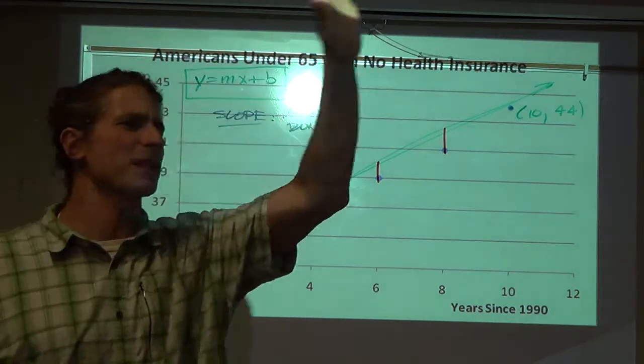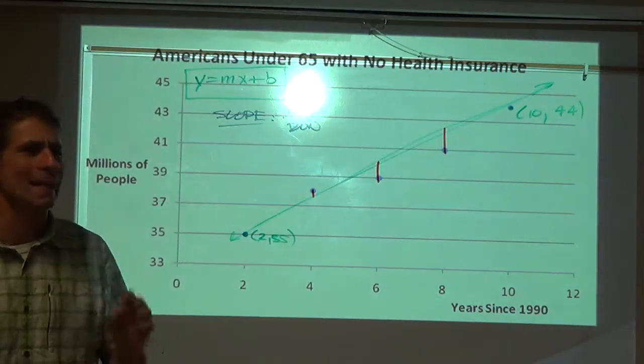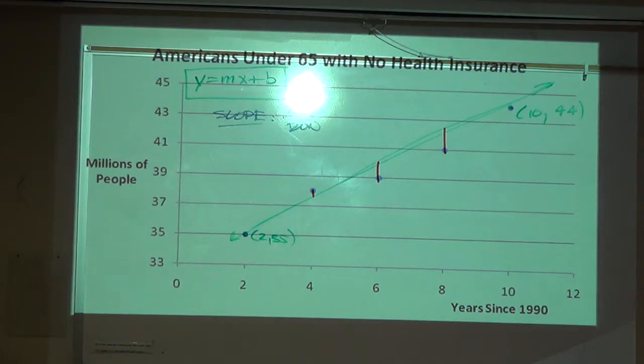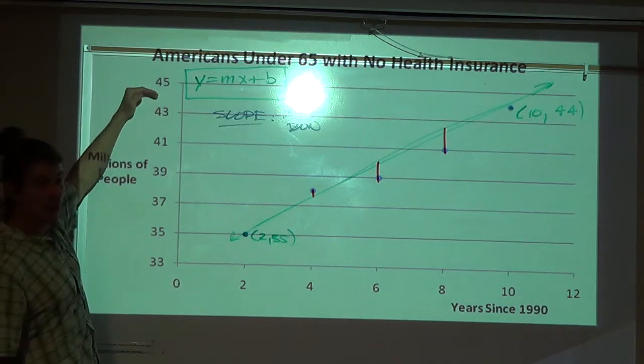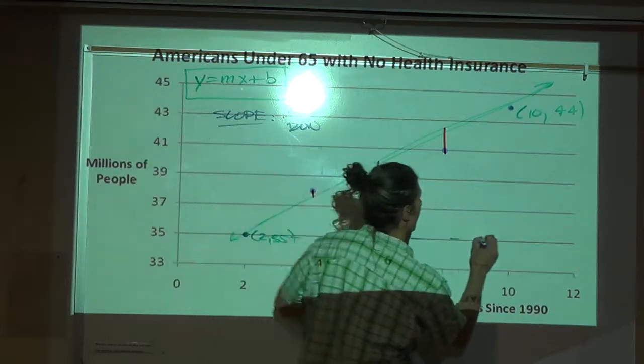Now that your next project isn't due for a couple weeks, we want to focus on units. 9 what? 9 million more people. Yes, it rose 9 million people. It's a rise of 9. And it rose from 35 to 44. That's a rise of 9 million people, correct?